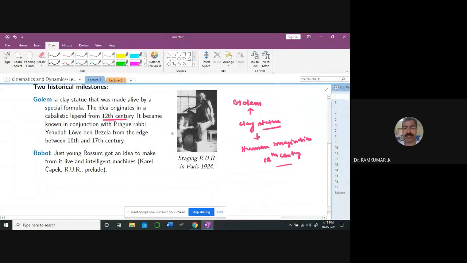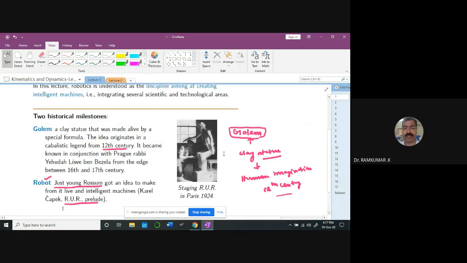Yes, sir. It was during the 12th century. If we look at the history of robots, from the 12th century onwards, people started imagining things like the golem, a kind of clay statue. Then Karel Capek, he in fact coined the word robot. He also came up with a play about robots. So I would like to give a brief overview. It was a nice introduction.